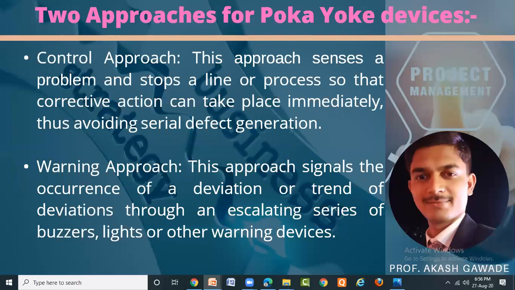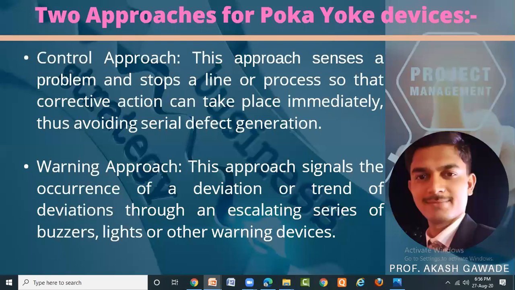See, there are two approaches for a Poka Yoke device. The first one is the control approach, and the next one is the warning approach. Control approach means this approach senses a problem and stops a line or process so that corrective action can take place immediately, avoiding serial defect generation. This is the control approach.